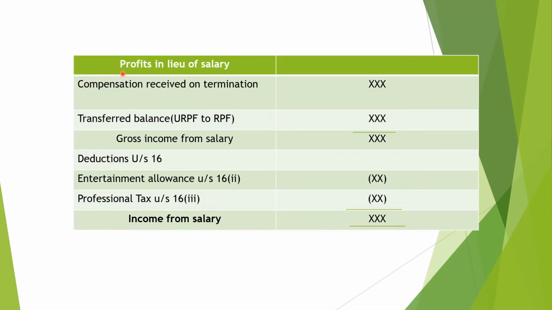After that, profits in lieu of salary. Under that, compensation received on termination, then transfer balance from unrecognized provident fund to recognized provident fund. After that we are going to ascertain gross income from salary. If you add all the above things, you are going to ascertain gross income from salaries. Then deductions under section 16. These are the mandatory things under section 16, that is entertainment allowance and professional tax under section 16(3). So totally you are going to ascertain income from salary.